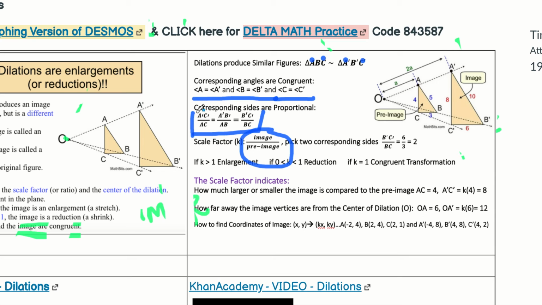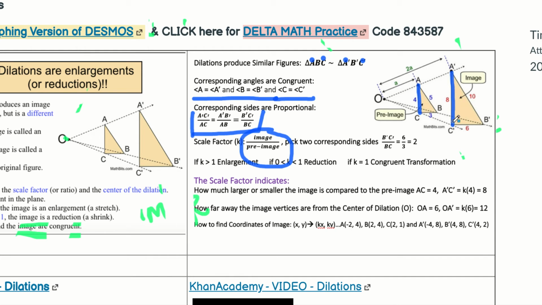So notice I've got A prime C prime segment. This is a dilated image. It's an enlargement because these have the little tick marks. This side right here is on top, and it corresponds with this side right here in the pre-image, so it's going to be on the bottom. And when I want to find the scale factor, I'll just replace these side lengths with the numbers. So you just keep consistently putting the image on top and the corresponding pre-image side on the bottom. And then you can replace them.